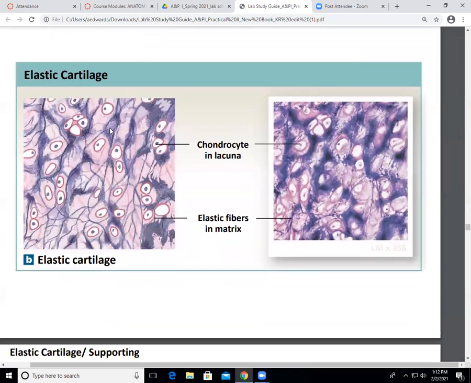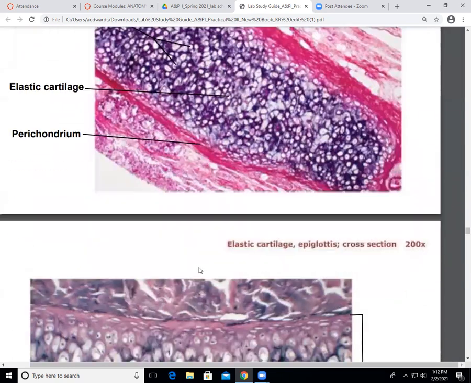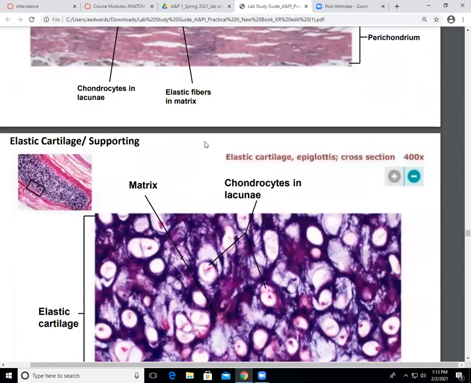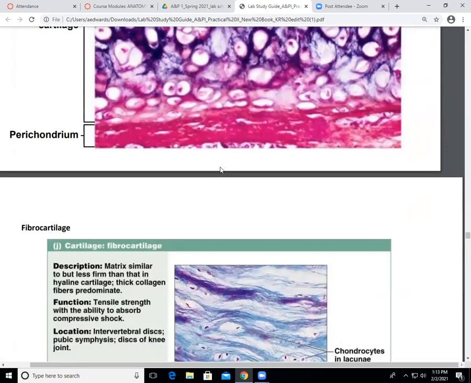So you can see it looks like hyaline cartilage with the exception of the elastic fibers, right? So that's how you know it's not hyaline cartilage. All right, it's darker. You can see all those fibers in there. Darker, you see the fibers. Again, darker, you can see the fibers in the matrix.